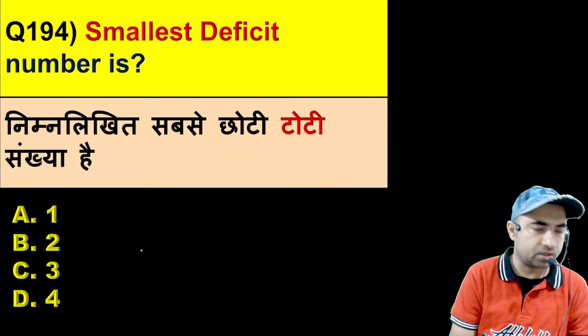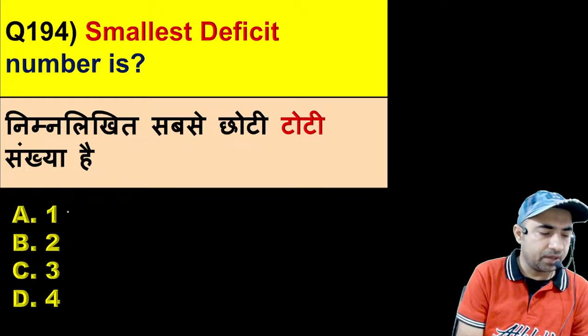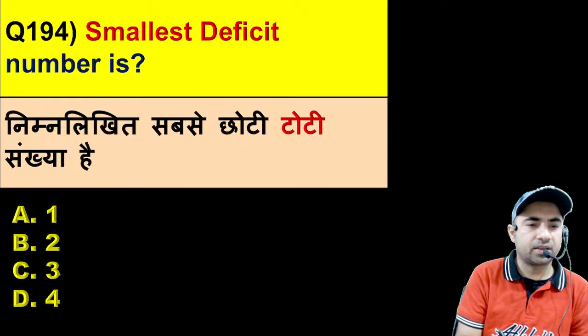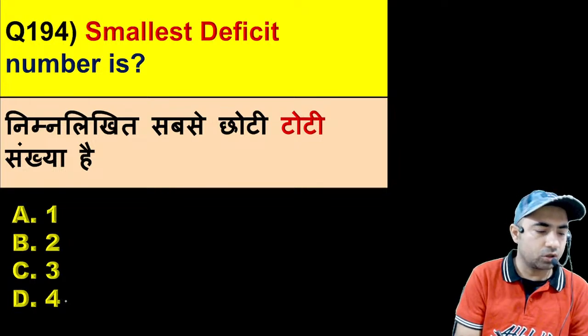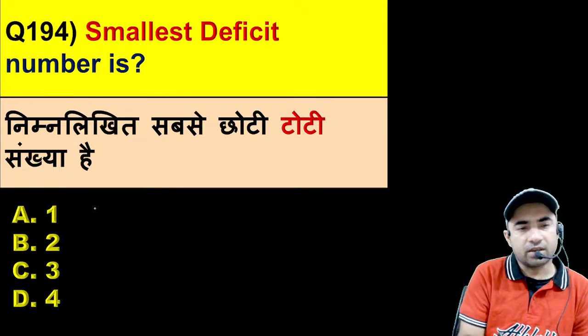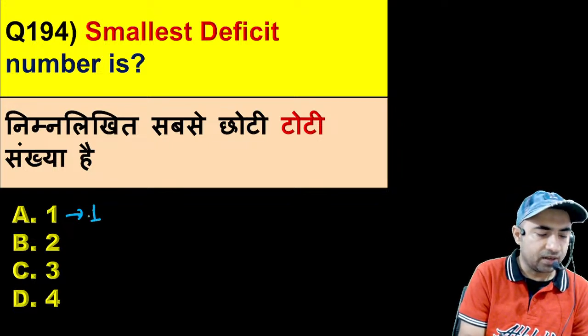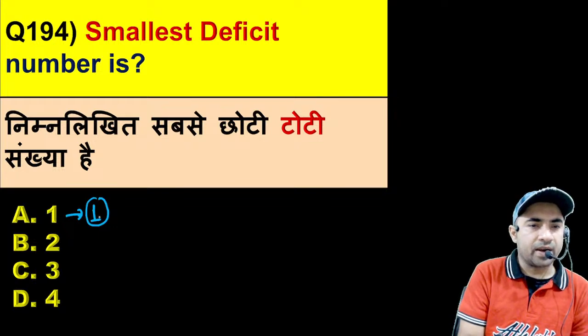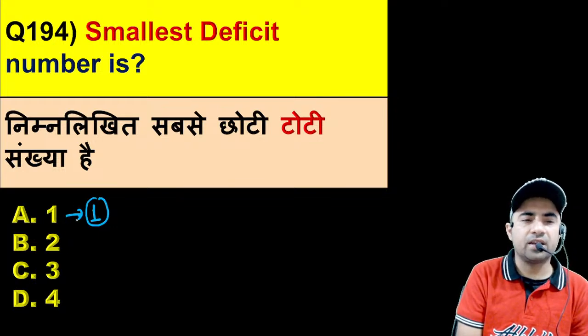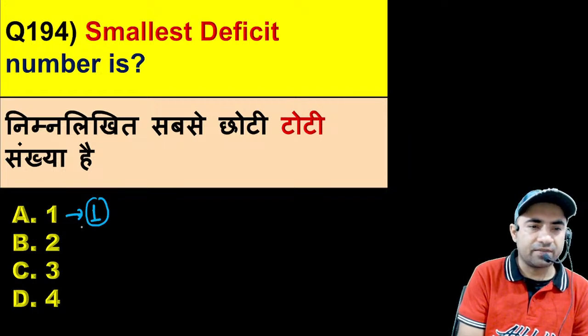So 1 is a deficit number, 2 is also a deficit number, 3 is also a deficit number, 4 is also a deficit number, because 1 has only one factor, and this is an improper factor. The number itself is called an improper factor. So 1 has only one factor and it is an improper factor, right? So actually 1 doesn't have any proper factor. That's why it is a deficit number.